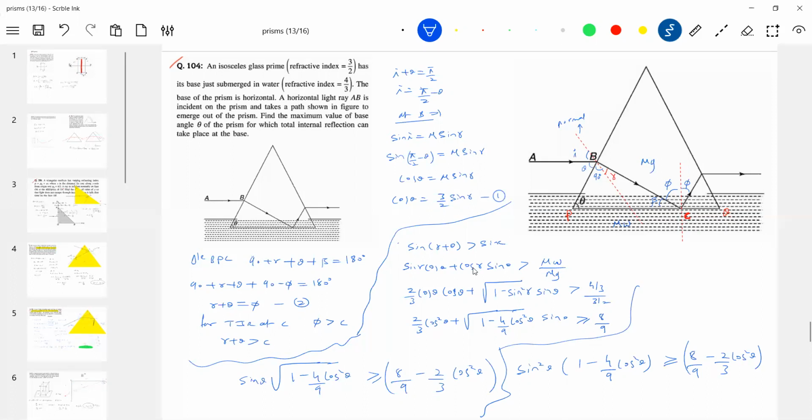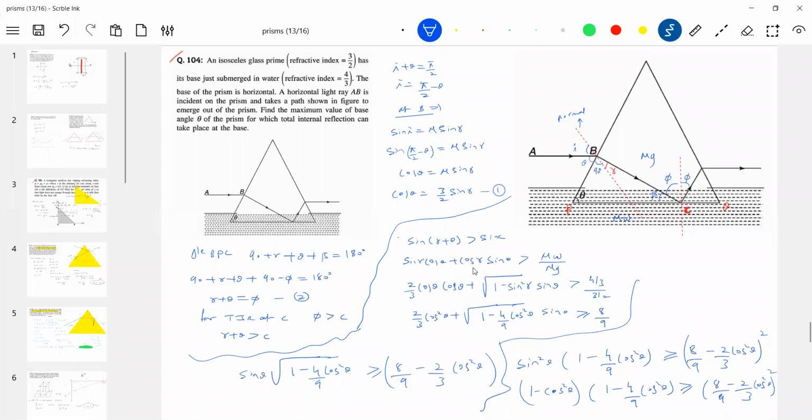We can assume... anybody please solve it. Sine square theta, again I'll write as 1 minus cos square theta, equals 1 minus 4 by 9... Sir, 8 by 9 minus 2 by 3 cos square theta whole square, sir. This is whole square. This much is what we have. So solving for cos square theta will get the required answer. I'll write down the answer. Please solve it.